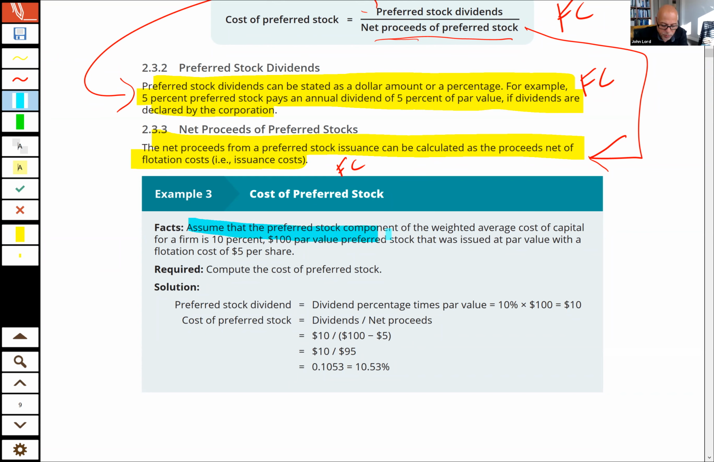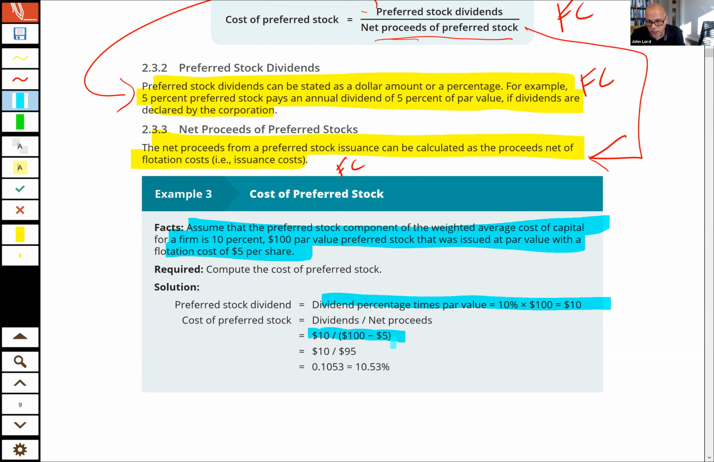Assume the preferred stock component of the weighted average cost of capital of a firm is 10%, $100 par value, and there were flotation costs of $5. So what happens? Well, the dividend per share is $10. The net proceeds per share is the 100 minus the 5. There's your cost of the preferred stock.